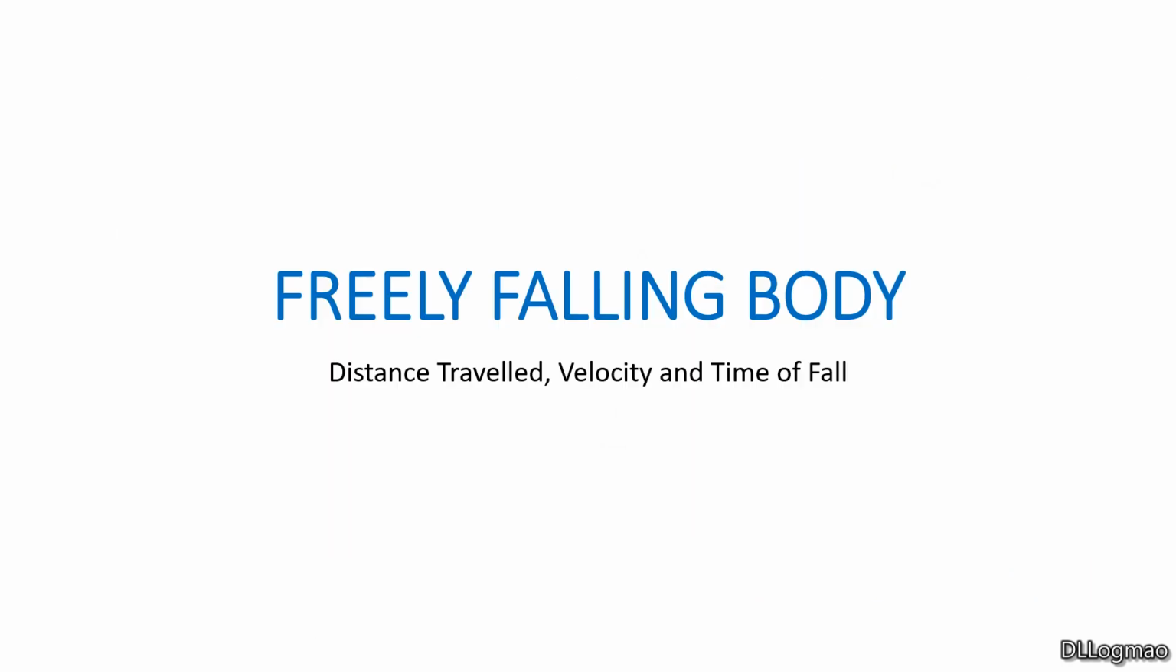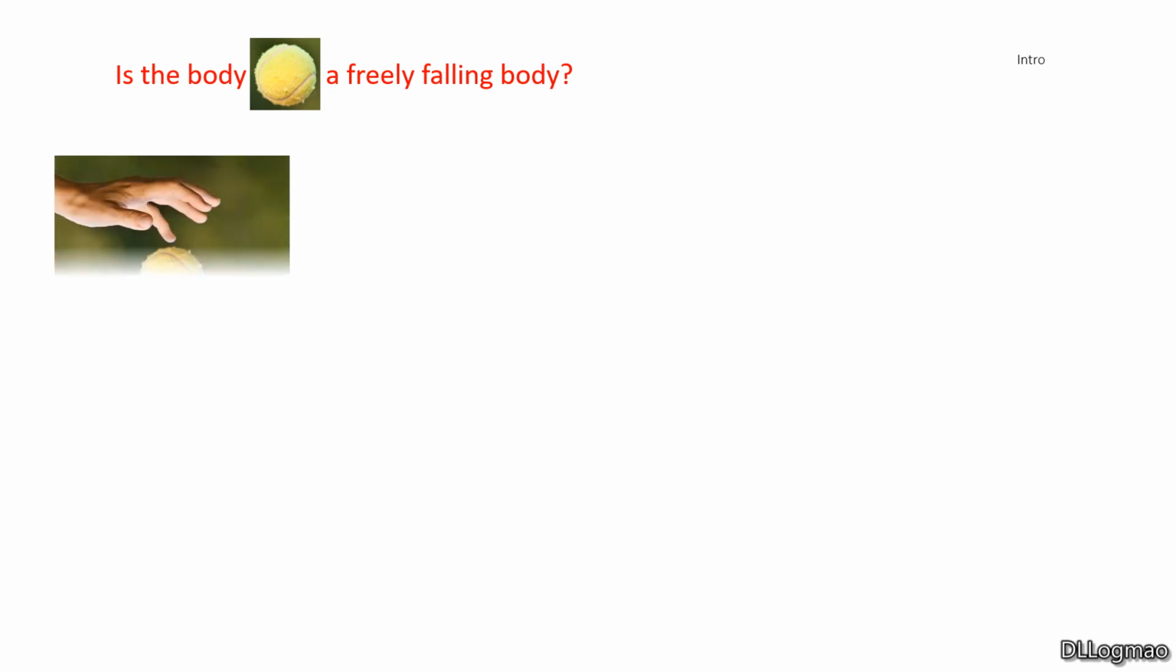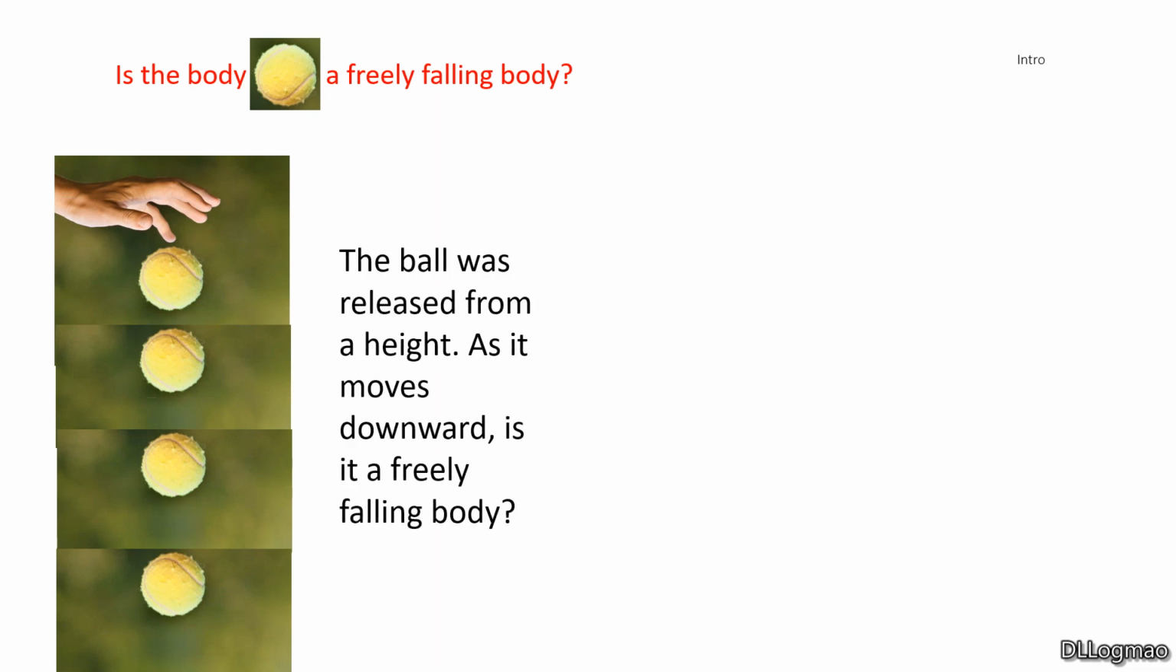Freely falling body. Is the motion similar to bodies moving along the horizontal? The distance traveled, the velocity, acceleration, and time of fall will be explored in this lesson. In the following illustrations, is the ball a freely falling body? The ball was released from a vertical distance. As it moves downward, is it a freely falling body? What is your answer? A yes or a no?